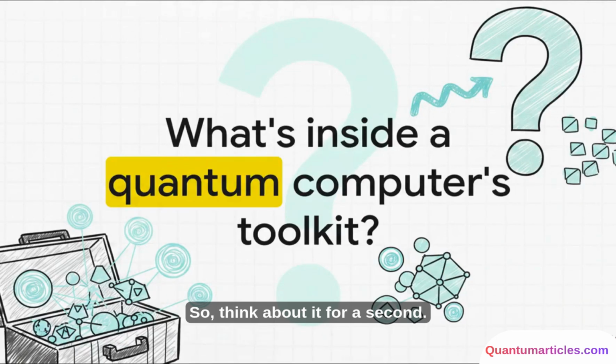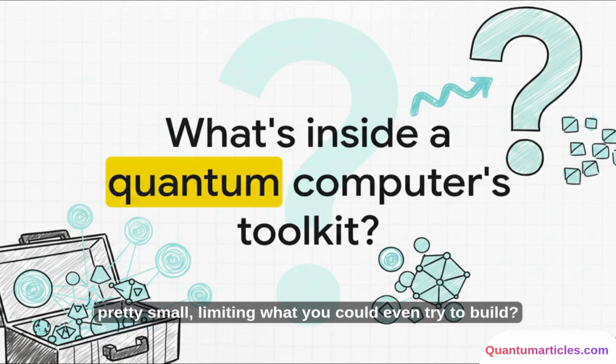So, think about it for a second. What really makes a quantum computer powerful? It's not just the qubits, right? It's the fundamental algorithms it can run, its primitives. This is its core toolkit. But what if that toolkit was actually pretty small, limiting what you could even try to build?